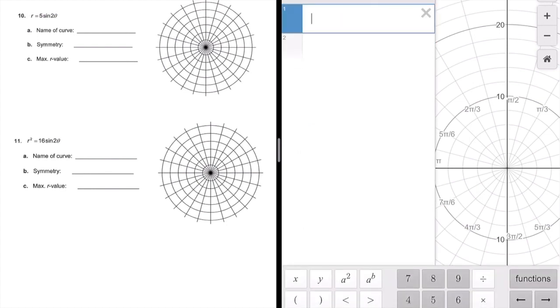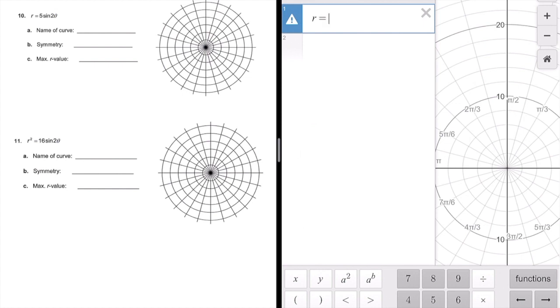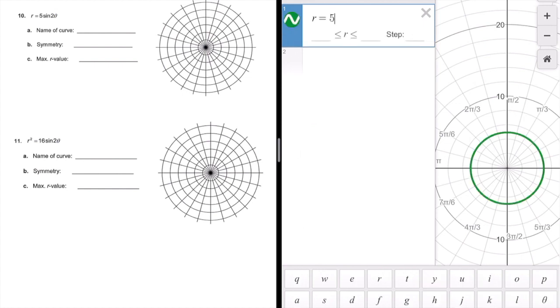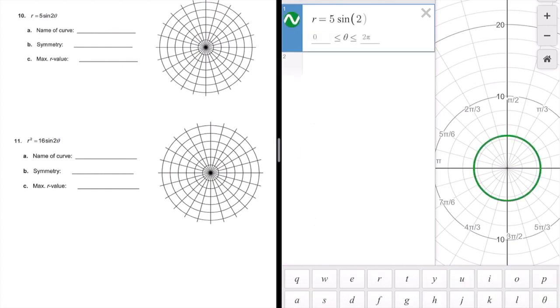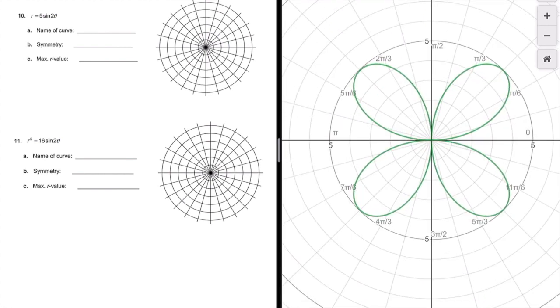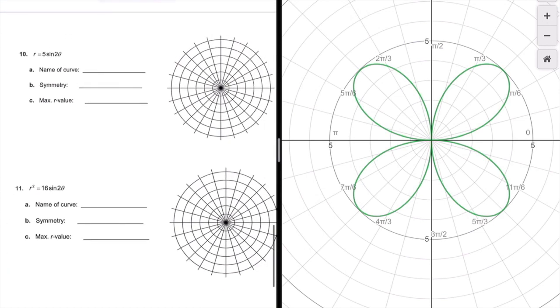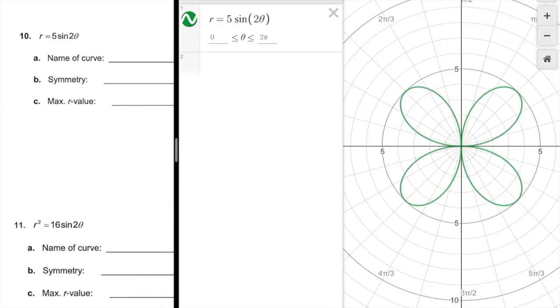So we are going to do R is equal to 5 times the sine of 2 theta. And here we go. We got another rose, but it is a 4-petaled rose, and rather than hitting all the axes, it is halfway between them. And since we're on Desmos, let's go ahead and play around a little bit and see here. I would encourage you to do this.